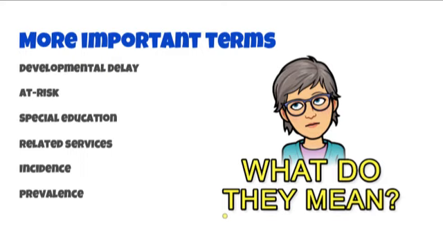Now, the term incidence refers to the rate of inception, or the number of new instances of a disability that occur within a given time frame, usually a year. So we look at what's the incidence of a particular disability, and it's based on, say, 2020 or 2019. And then the term prevalence. This refers to the total number of individuals with a particular disability currently existing in the population at a given time.